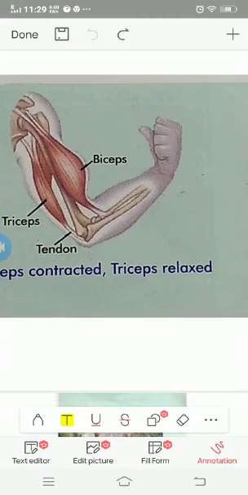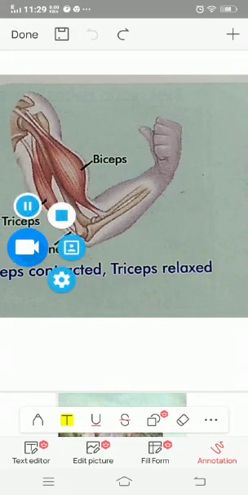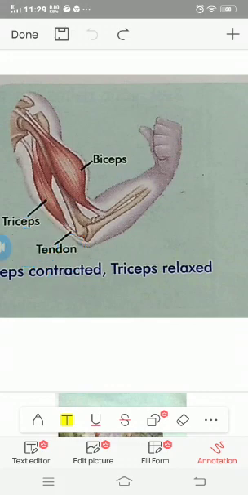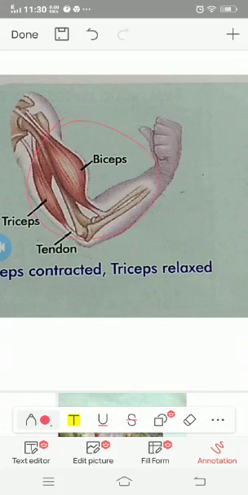So how do muscles work? Now we will understand how muscles work. The contraction and expansion of muscles bring about the movement of the bones in our body. Let's see how the muscles of the hand work. This is the muscles of the hand, and let's see how it works. See the picture given here.